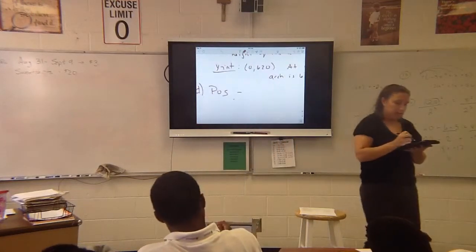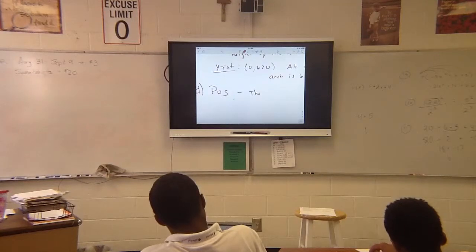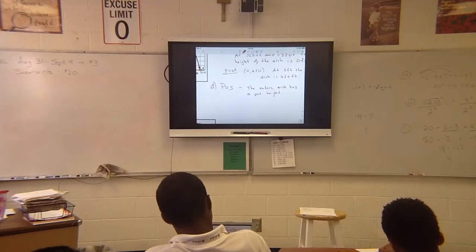Go ahead and write that down. Make sure you're doing complete sentences. So the entire arch has a positive height. And then the last one, step E.